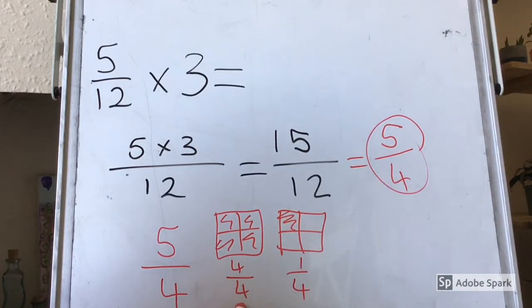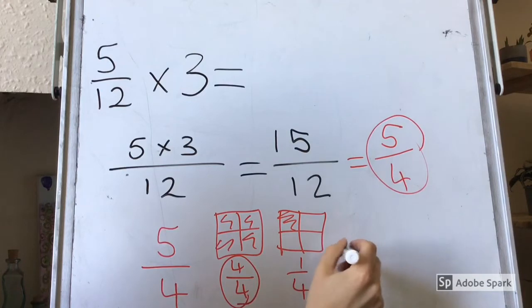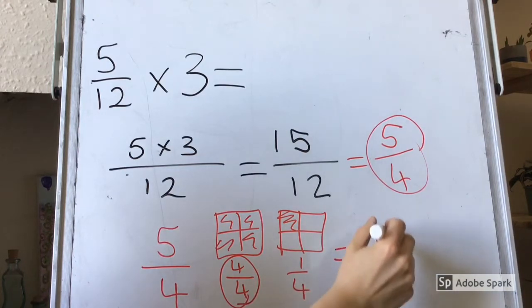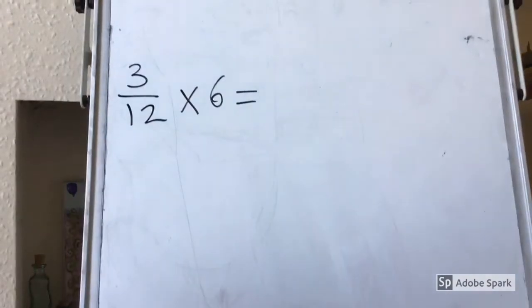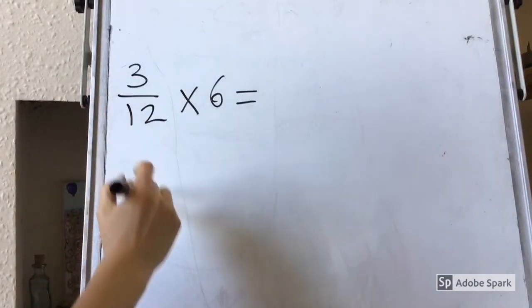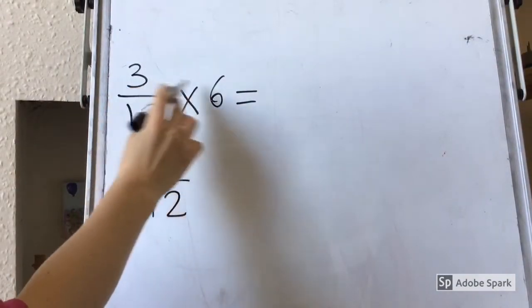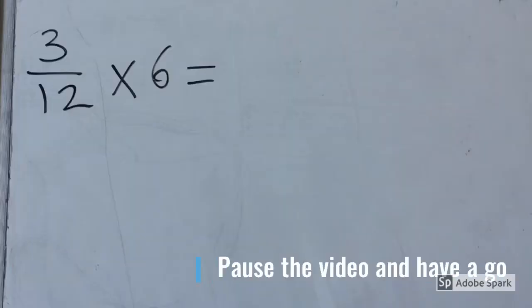So here we can see we've got 5/4, which is made up of 4/4 and 1/4. 4/4 is equivalent to 1 whole, so we've got 1 whole and 1/4 all together. Have a go at this one and see if you can give your answer as a mixed number with the fraction in its simplest form.